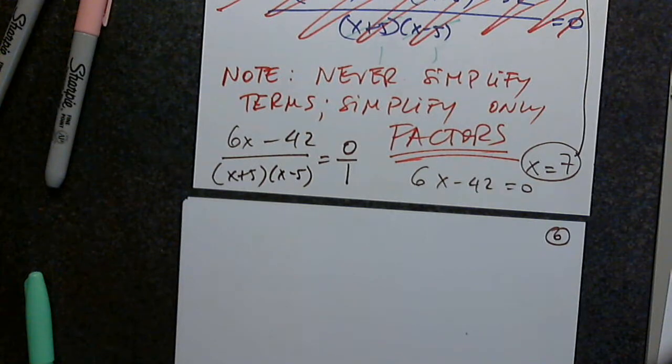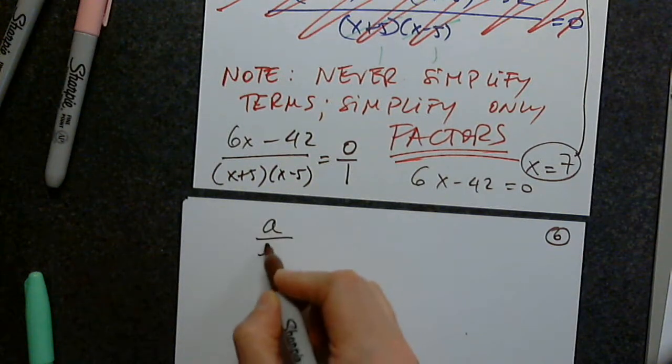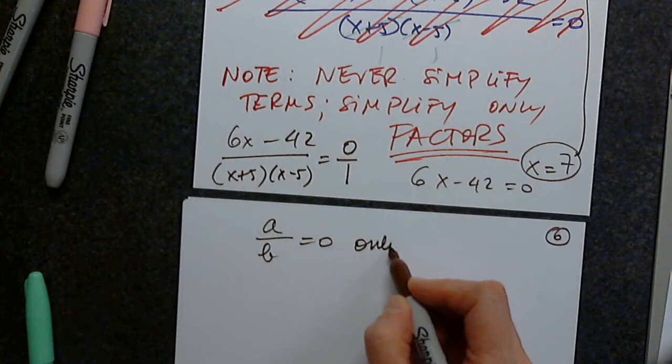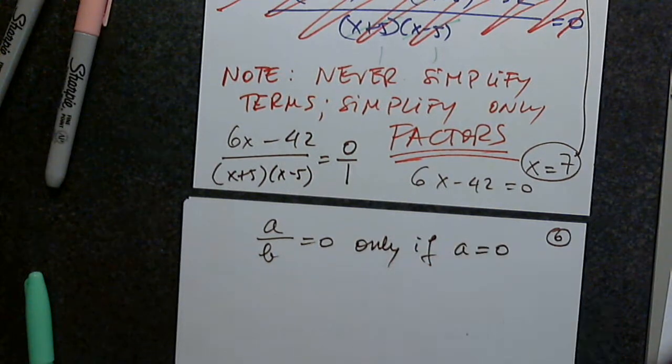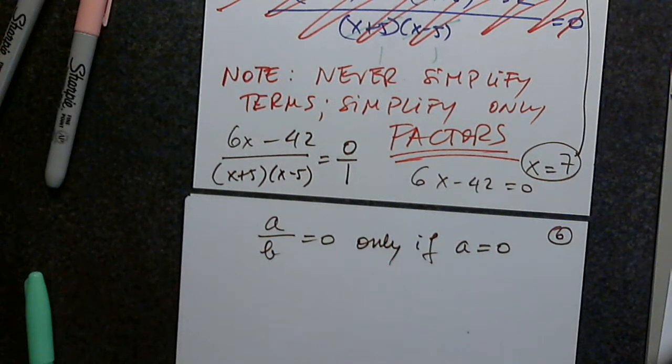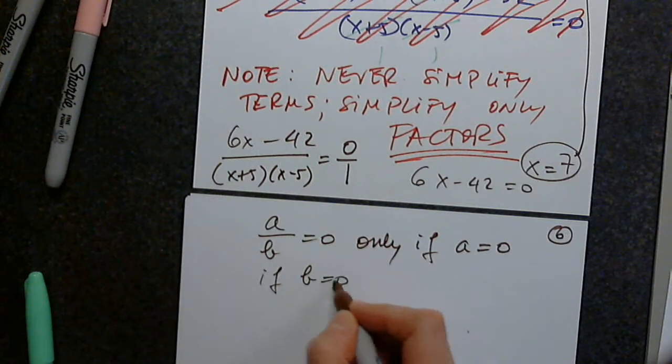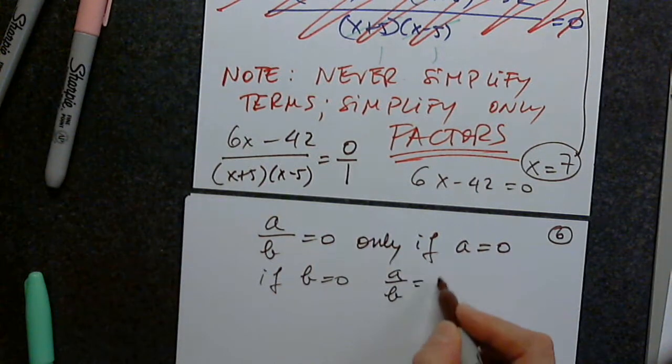Could you say that rule again? What's the fraction of 0 over 1? Yes, one more time, very good. So A divided by B is 0 only if A is 0. You can also write that if B is 0, A over B is undefined.